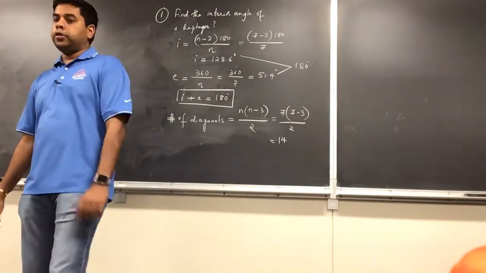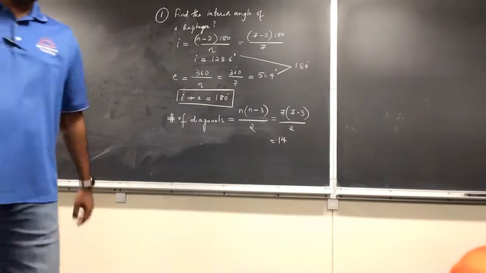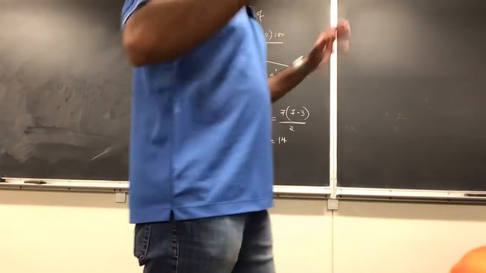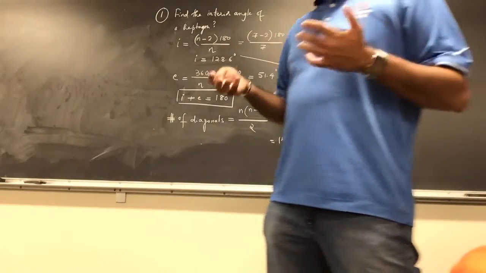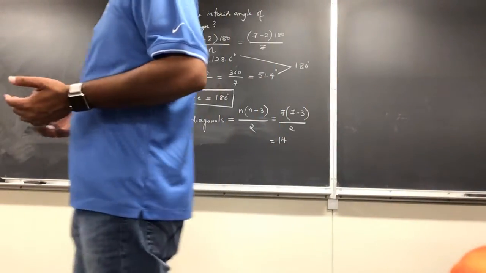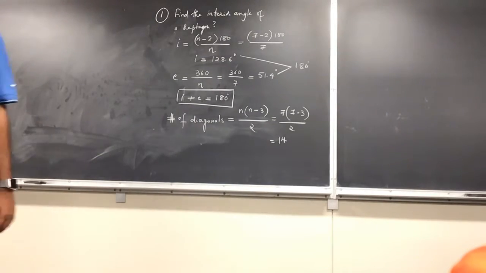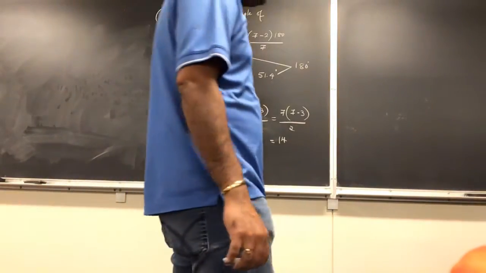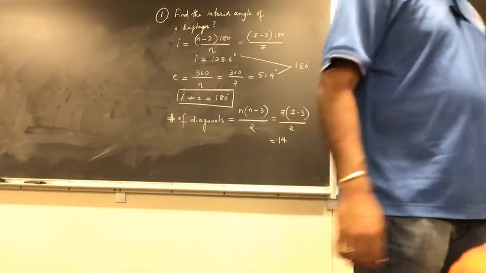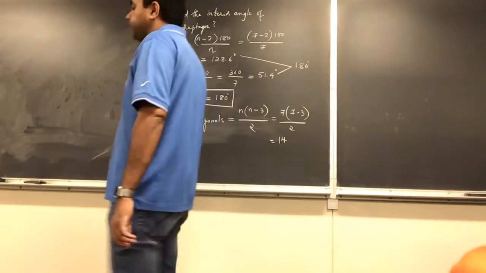Go and get your calculators. This is a question in the ACT. Go get your calculators. Ready to go. This is how the question was stated in the test: find the number of diagonals in a polygon with 22 sides.